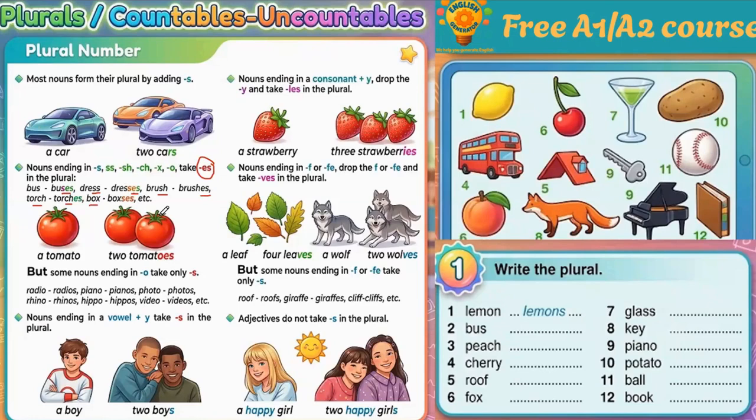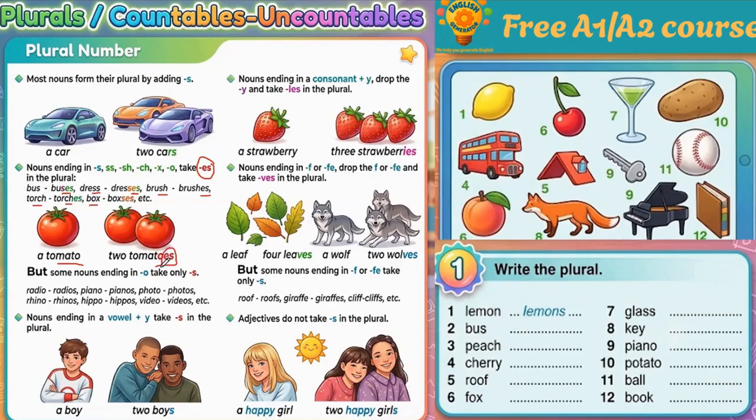And here you will notice that all these words have an unvoiced ending. Unvoiced ending is a sound that you don't use your vocal cord to make. So here we add es: dresses, brushes, and you find yourself adding an extra syllable to the word to make it plural. But the word tomato is a voiced sound, but we put es at the end for it.